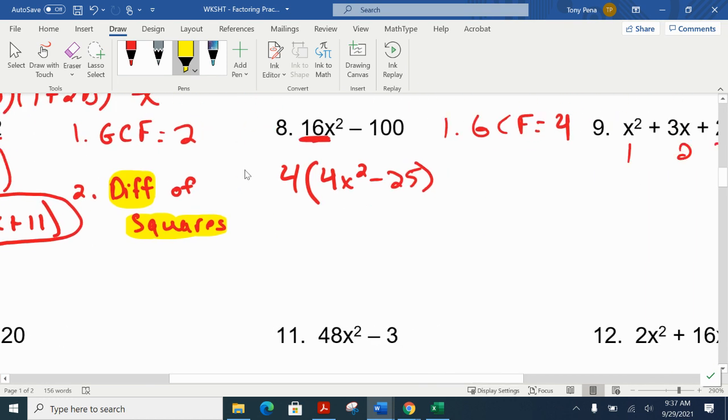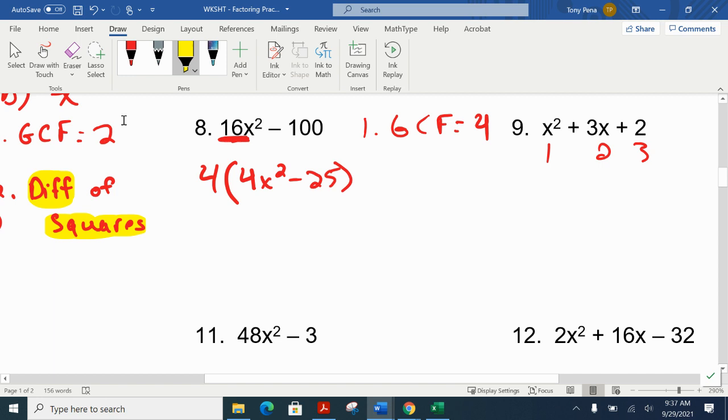So if we go back to number 8, just understand what those phrases mean. A difference means you're subtracting. So far, so good. We are subtracting. And then is the 4, the x squared, and the 25, are those all perfect squares? Yes. That means we can go further with this problem.